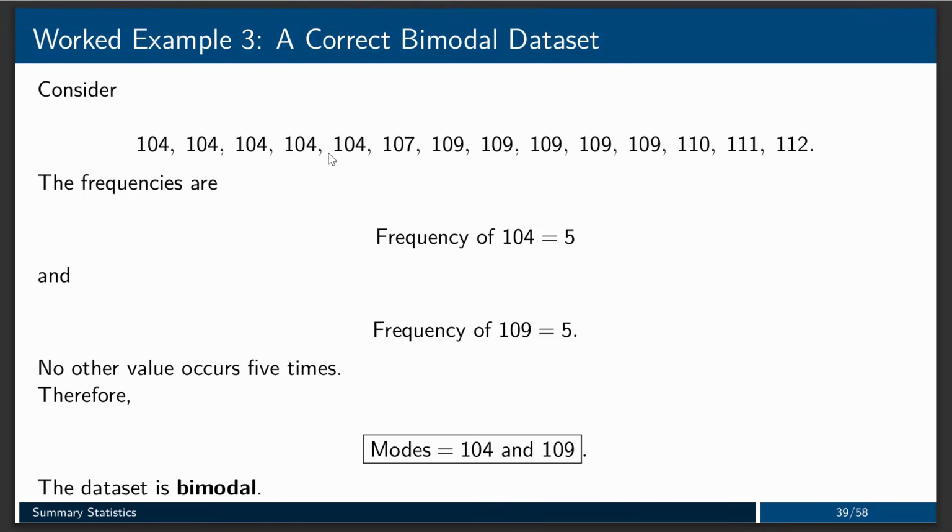Here is another example. If you look at this data set, 104 occurs 5 times. 109 occurs 5 times. The rest occur just once. Therefore, because 104 and 109 are sharing the highest frequency, we say that they both are the mode of the data set. So this is a bimodal data set with the mode of 104 and 109.